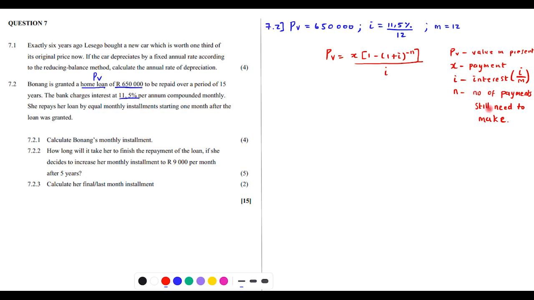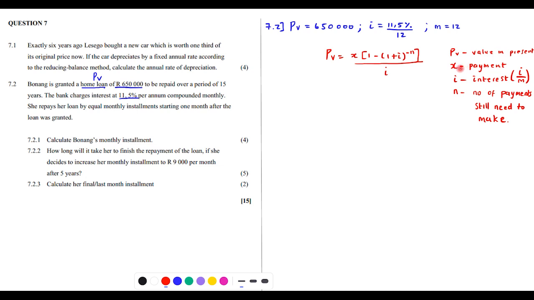But in the future value, just to share everything, n is not regarded as the number of payments that you still need to make, but as the number of deposits that you've already made. You need to be very careful with that, right? n in present value is not the same as n in the future value. Same as x. X is what?